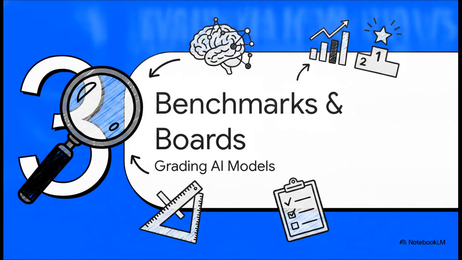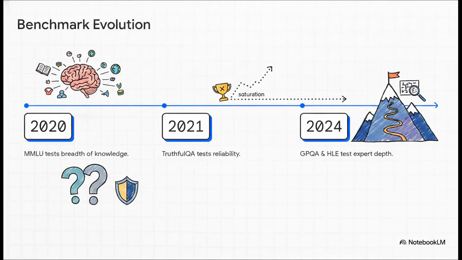That brings us to Section 3, benchmarks and leaderboards, and how frontline models are actually graded. Now, before you can build a killer application, you've got to select the right foundational brain for it, right? And to do that, we rely on industry standard tests. Just look at the chronological evolution here. Back in 2020, we had MMLU, which tested a model's breadth of knowledge across a bunch of subjects. Then by 2021, everyone realized, wait, these models hallucinate. So TruthfulQA was introduced to test reliability.